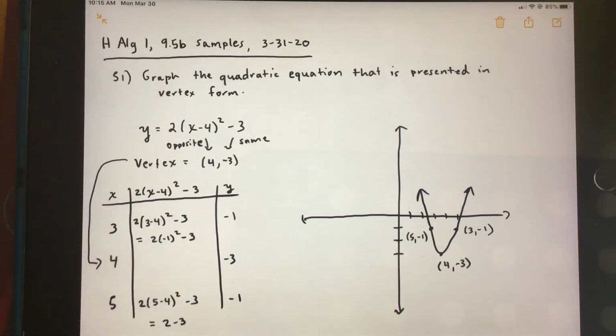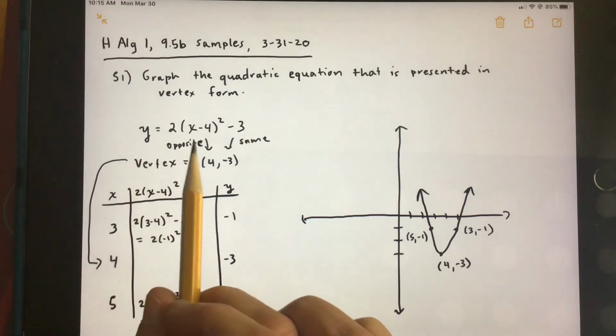Morning. Honors Algebra 1, we're going to take a look at your 9.5b samples where we're graphing quadratic equations either presented in vertex form or we will use the complete the square process to rewrite our quadratic equations so that they are in vertex form. And from that we will make our graphs. So here's our first equation.